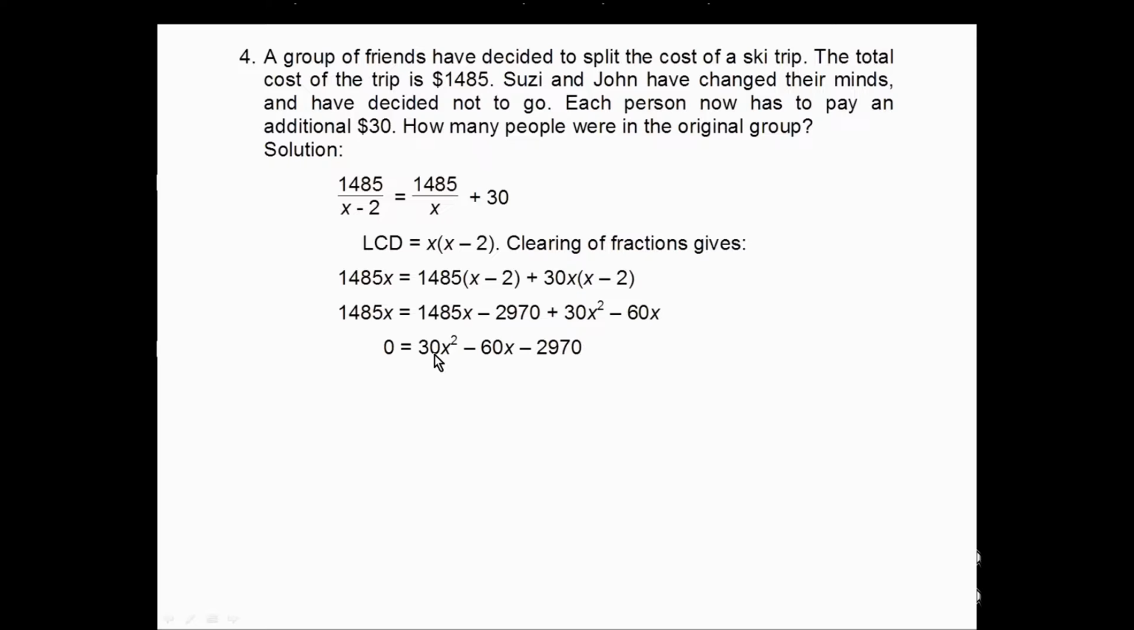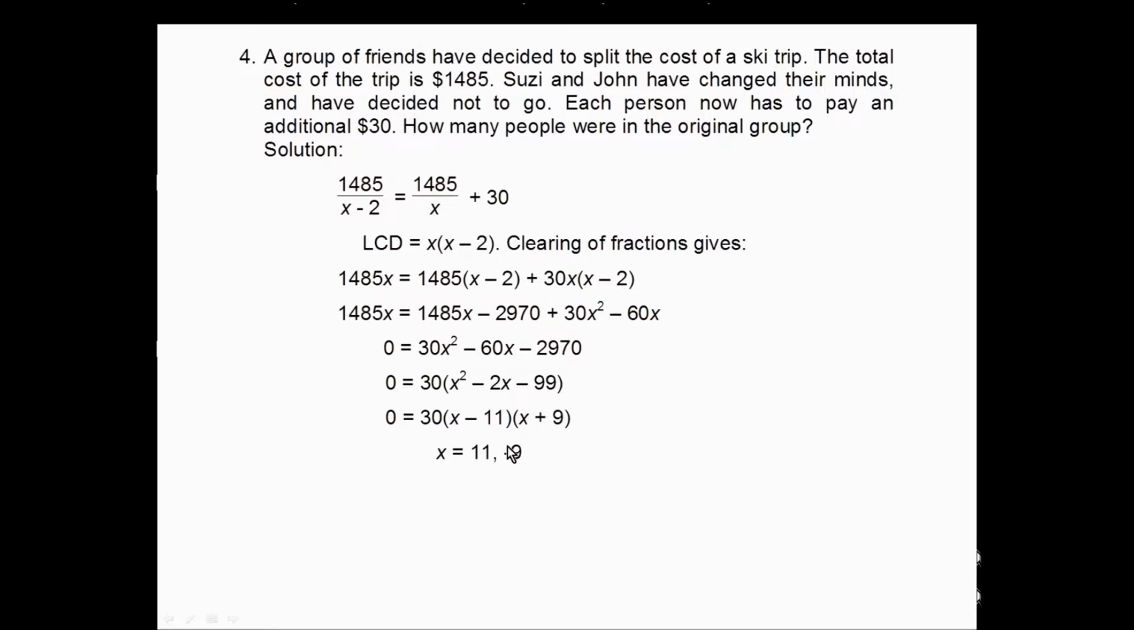It turns out all these numbers can be divided by 30. So I factored out the 30. I now want factors of negative 99 that add up to be negative 2. It looks like 11 and 9, and the 11 gets the minus sign. So 30 times X minus 11 times X plus 9. 30 can't be set equal to 0. If you set X minus 11 equal to 0, you get 11. If you set X plus 9 equal to 0, you get negative 9.